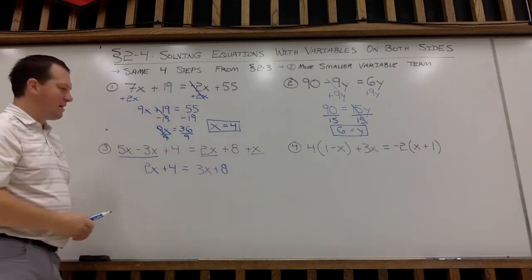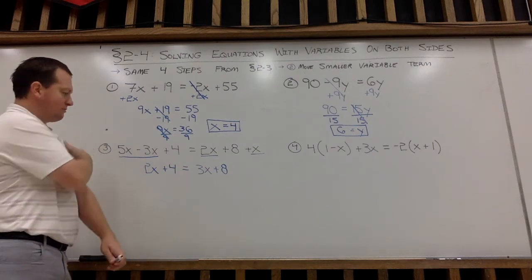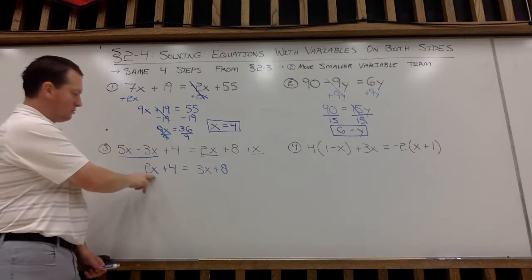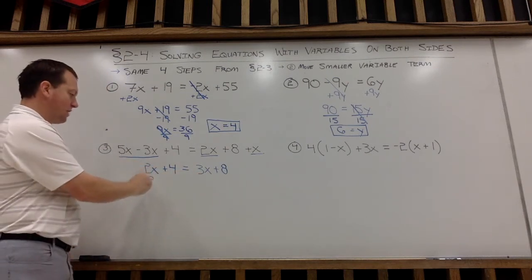I'm going to get my x terms gathered up, collected on one side of the equation. I'm going to move the smaller, 2 or 3. Yes, 2 is smaller, so I'll subtract 2x from both sides.